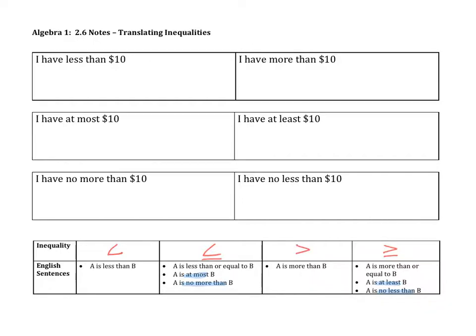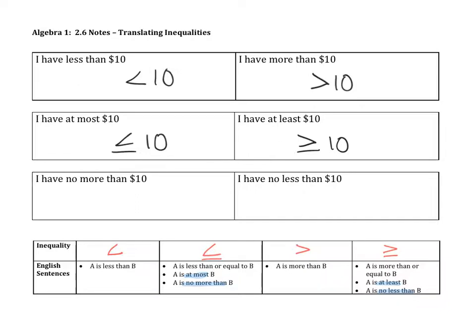So in our examples, we have, I have less than $10. If I have less than $10, then I'm going to write the less than symbol and 10. If I have more than $10, then that symbol is going to be the greater than symbol and $10. At most $10 is going to be the less than or equal to $10, because I cannot exceed $10, but I can have up to $10. And then at least is the greater than or equal to symbol $10, because I can have $10, but I can also have more than $10.